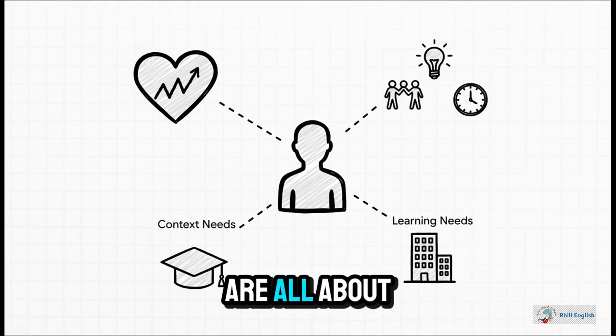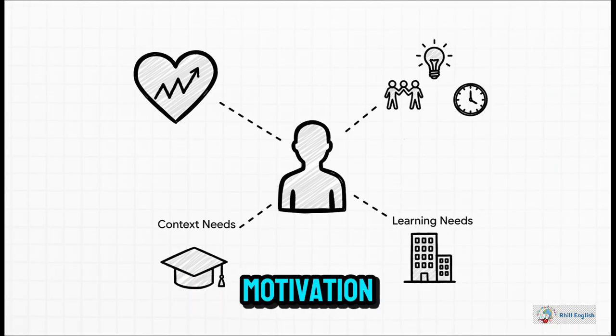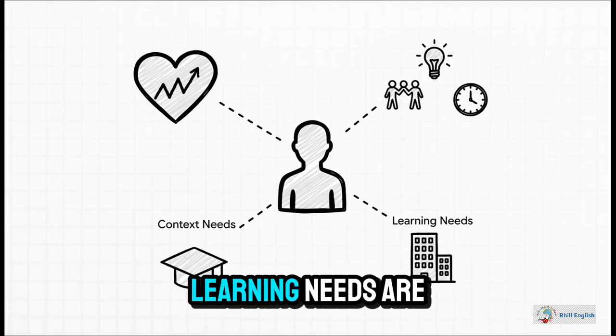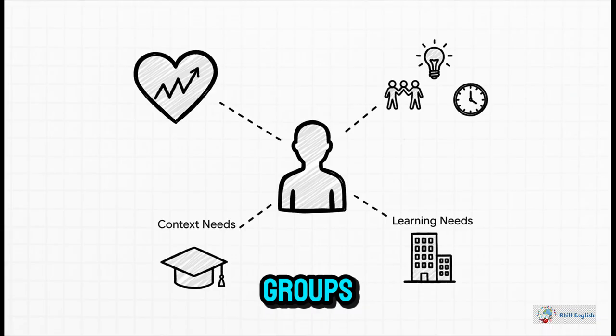The next 3 are all about the learner as a person. Affective needs deal with feelings, their confidence, their motivation, their anxiety. Learning needs are about how they learn best. Do they need visuals? Do they like working in groups? And finally, context needs. This is their why. Why are they in your class? Is it for an exam?